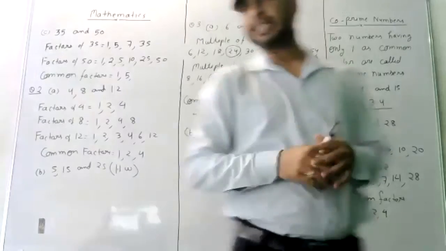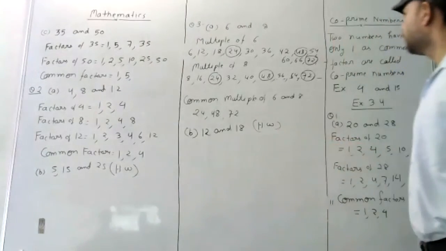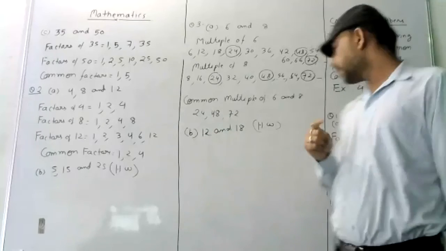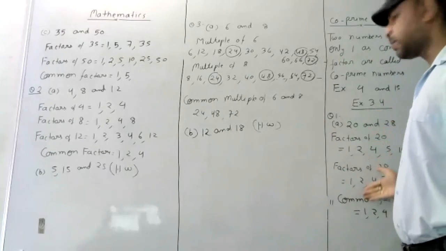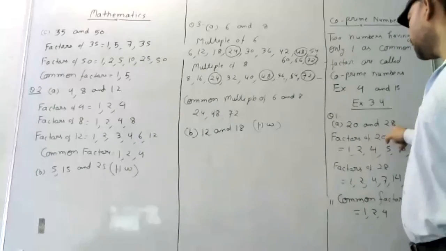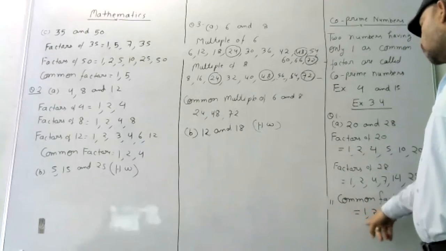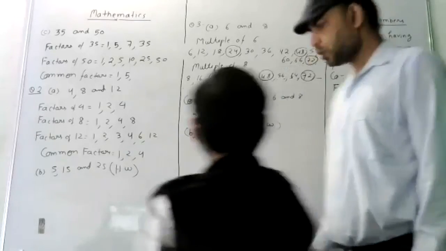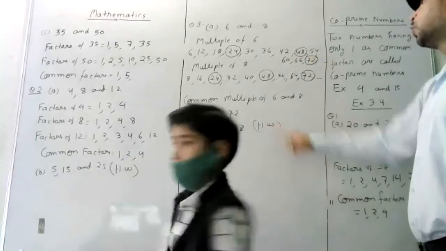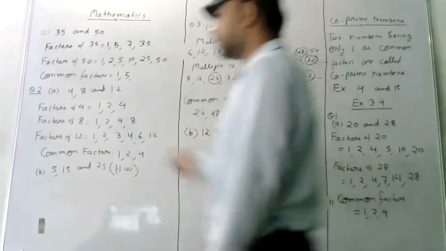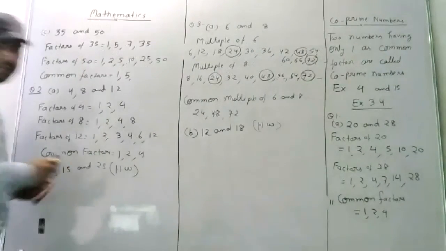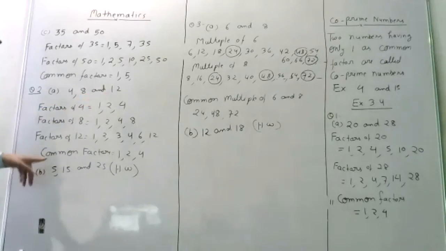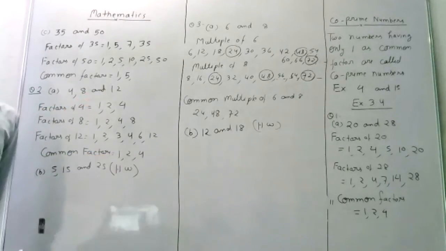So let us discuss a little more about the questions we covered today. Here in this exercise, related to common multiple and common factor, the first question is 20 and 28. The common factors are 1, 2 and 4. And next one, yes, this question is homework. And next is the second question, common factors if three numbers are given: 4, 8, 12. So common factors are 1, 2, 4.